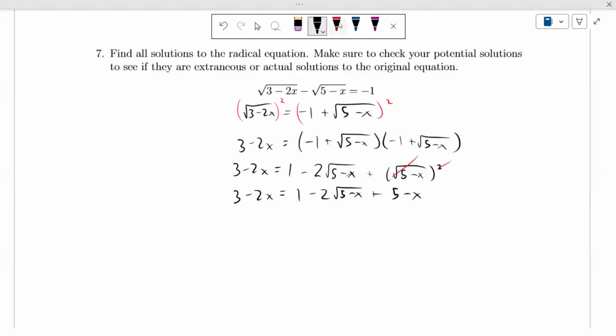So from FOILing this out, if I take -1 and I multiply it by this, that just gives me a negative square root of 5 minus x. But then now, if I take square root of 5 minus x and multiply by -1, then I get another negative square root of 5 minus x, right? Yeah, so that's 2 copies of negative square root of 5 minus x. Okay.